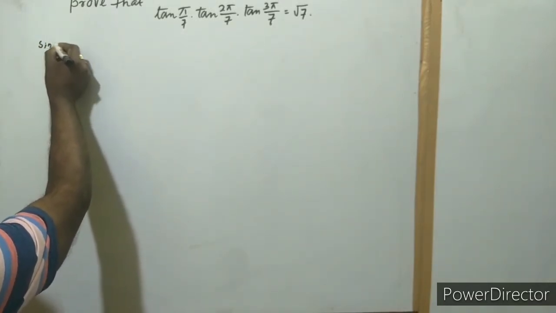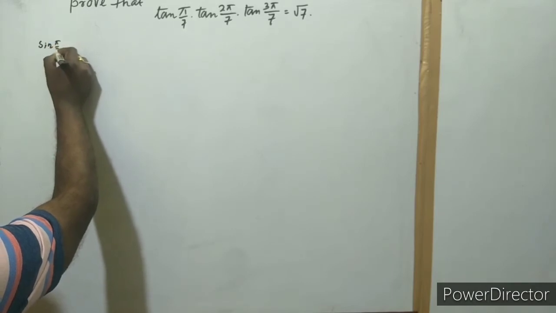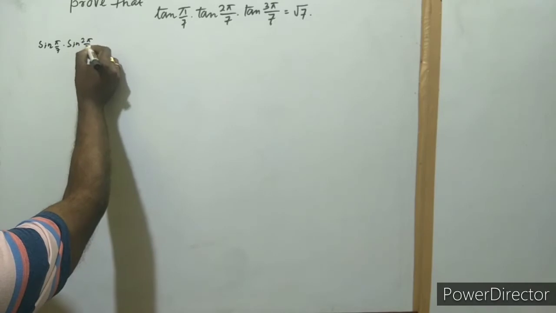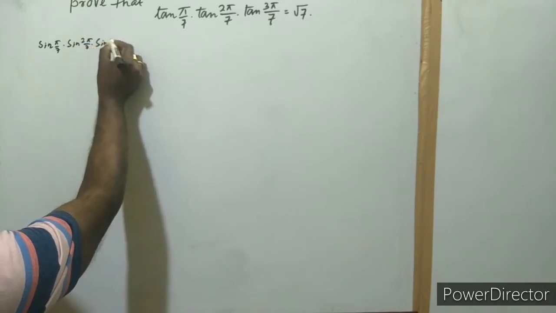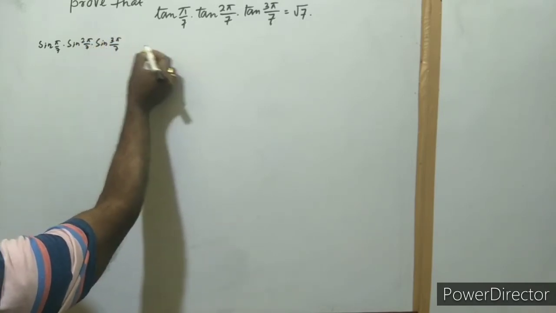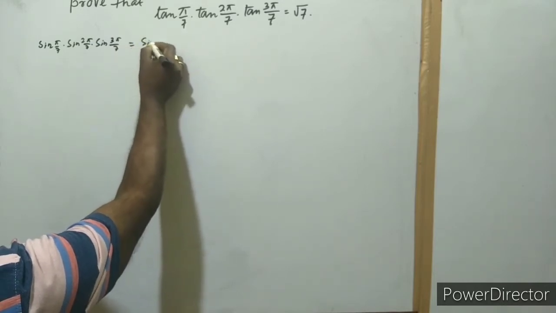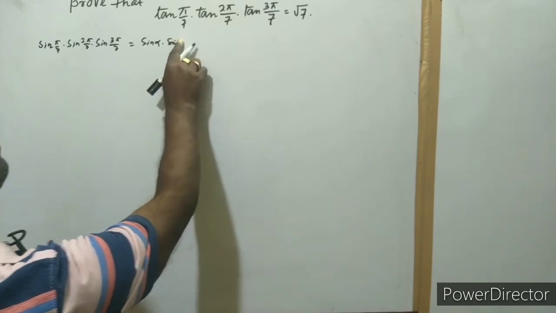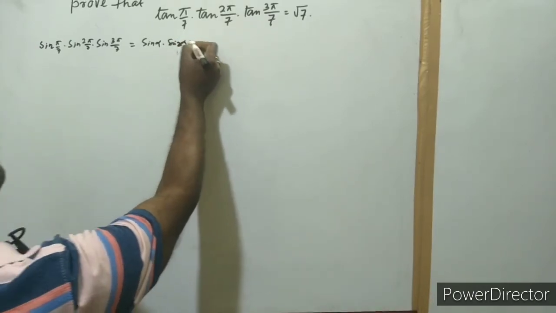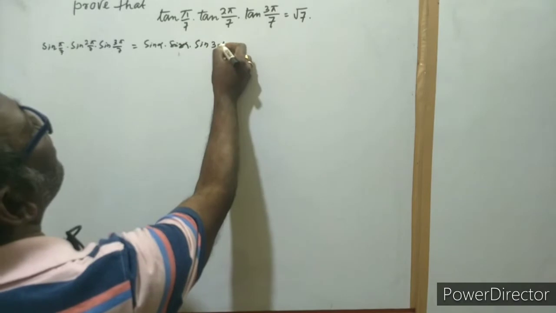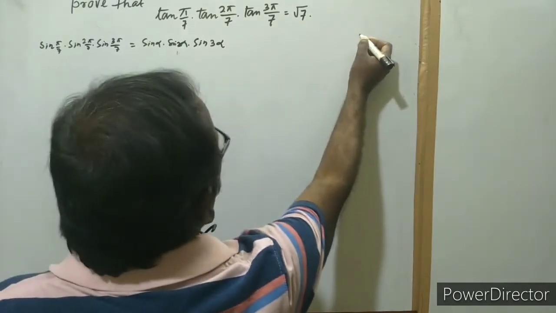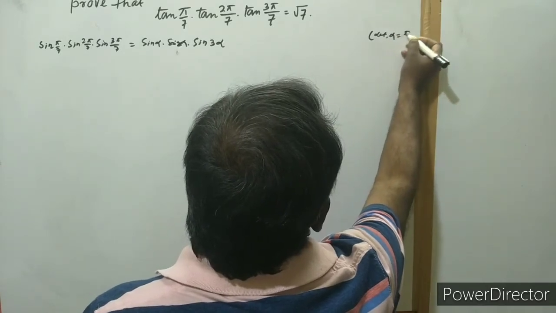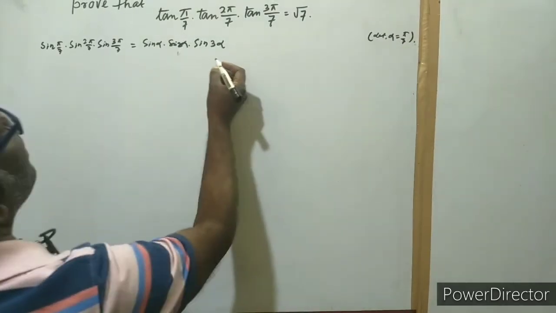Now this is pi by 7, and this is 2 pi by 7, and this is 3 pi by 7, and that is equal to sin alpha, sin 2 alpha and sin 3 alpha. Let alpha be equal to pi by 7.